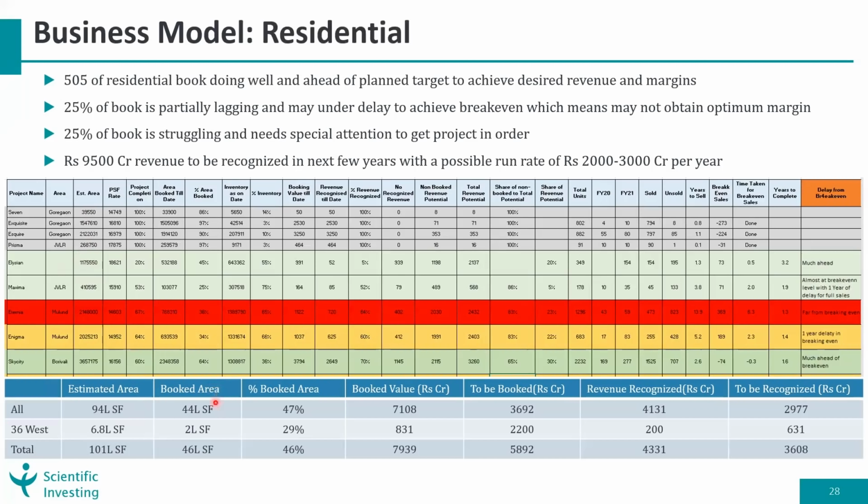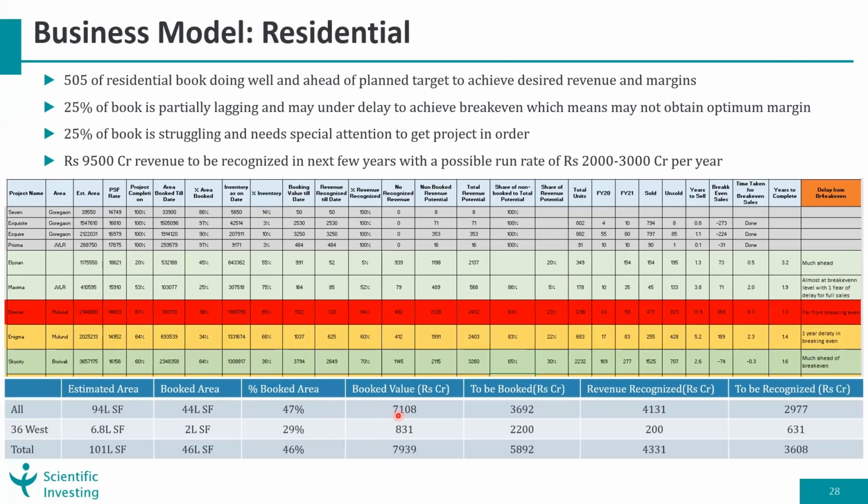So let's say कि total estimated area 94 lakh square foot है and let us say कि इसमें से 47% book हो चुका है, that means कि almost 44 lakh square foot book हो चुका है. But इस 44 लाख स्क्वायर फुट का जो प्रोजेक्ट वैल्यू है, वो प्रोजेक्ट वैल्यू 7108 करोड़ है, which is almost 7100 crore.